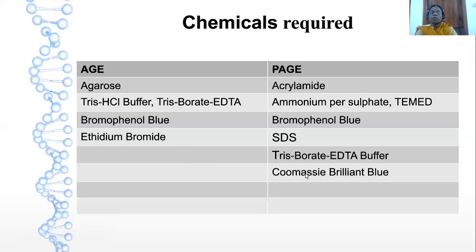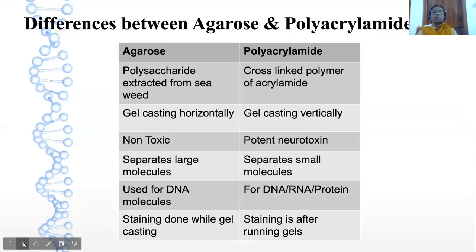For PAGE, we use a stain called Coomassie Brilliant Blue, which will give you the development of blue color bands, whereas ethidium bromide is a fluorescent dye and also popularly known as an intercalating dye, which will intercalate with the DNA, hence specifically used for DNA molecules.